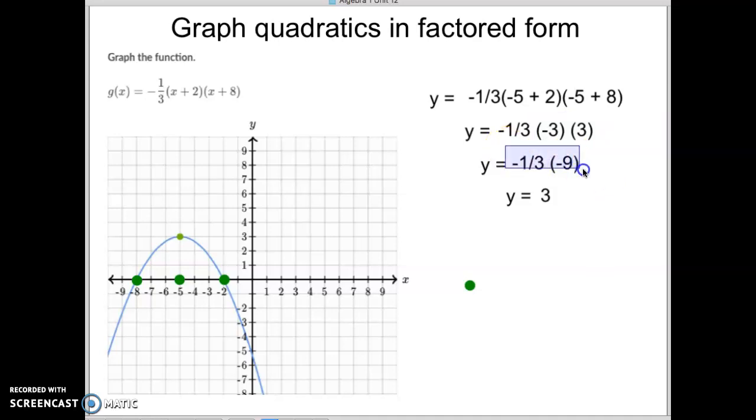And then I'm going to take 1/3 of -9. Well, first of all, 1/3 of 9 would be 3, and then the negative times the negative would be a positive. So the y-coordinate of my vertex is +3. We already knew the x-coordinate was right here at -5. The question is, where was the y-coordinate? And this is how you do it. You plug in your x-coordinate, you solve for your y-coordinate, and that's at +3. So we plug that dot right there. We know the vertex is here. We know the two intercepts are both at -2 and -8, and that's how we do it.